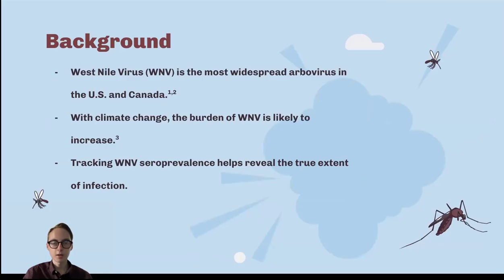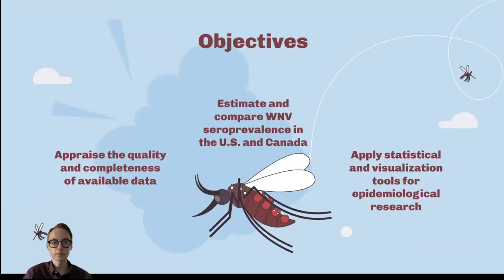However, it's difficult to know how many people have been infected because many infections are asymptomatic and go undetected by clinical surveillance. This is where seroprevalence studies are helpful as they measure antibodies in the blood, which show how many people have ever been exposed to West Nile virus, even if they didn't show symptoms while they were infected.